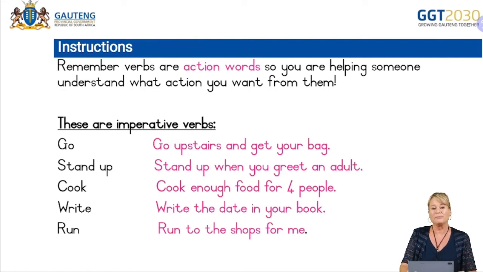These are imperative verbs that I mentioned earlier. So imperative means you must follow a command. It's something that you must do. Here are some examples. For example, go is an imperative verb. So the sentence could be something like, go upstairs and get your bag. Go to the shops. Go to school now. Go to your auntie's house.